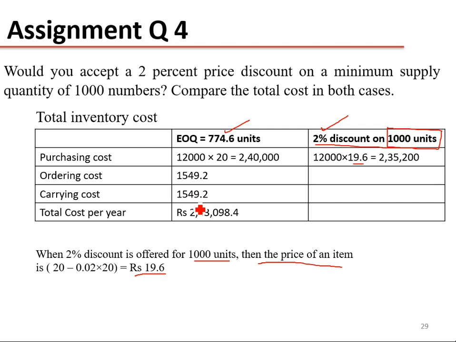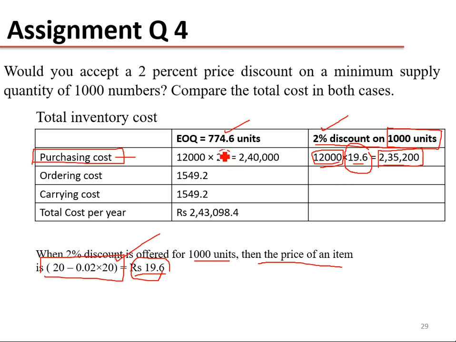That means 2% of 20 rupees is reduced, so 20 rupees now becomes 19.6. Instead of paying 20 rupees, we now pay 19.6 rupees. This is the product cost, or purchasing cost. Annual demand is 12,000 units, and for a single unit I pay 19.6 rupees. Multiplying these gives my annual purchasing cost.